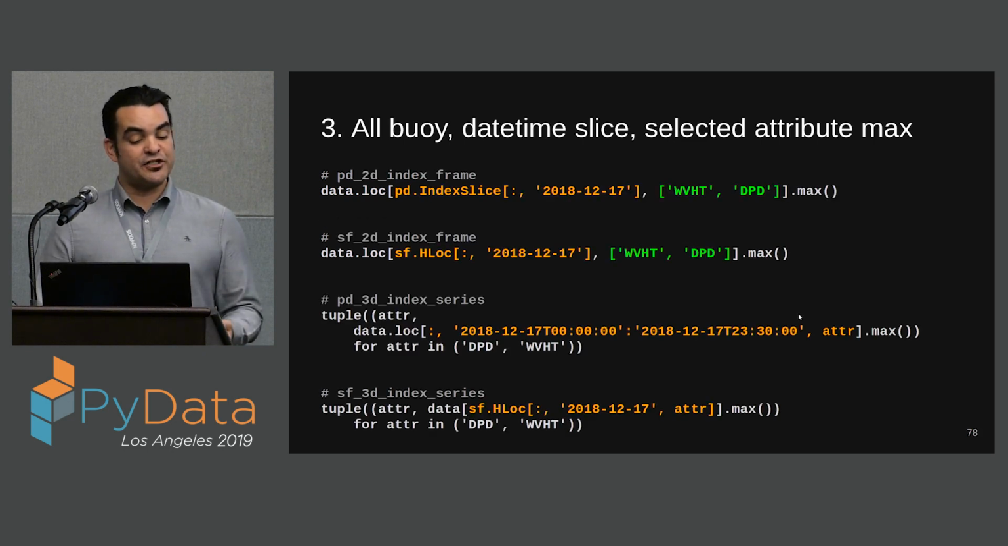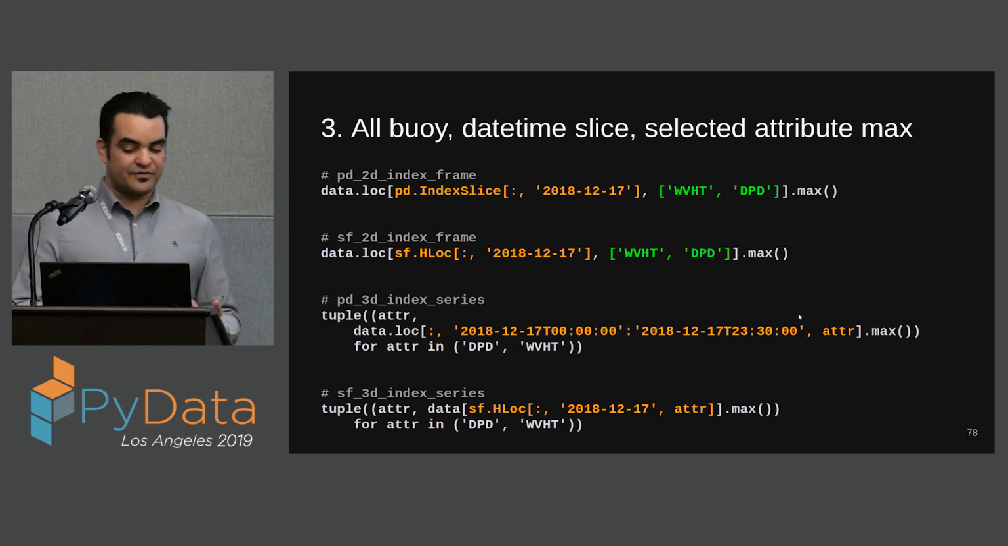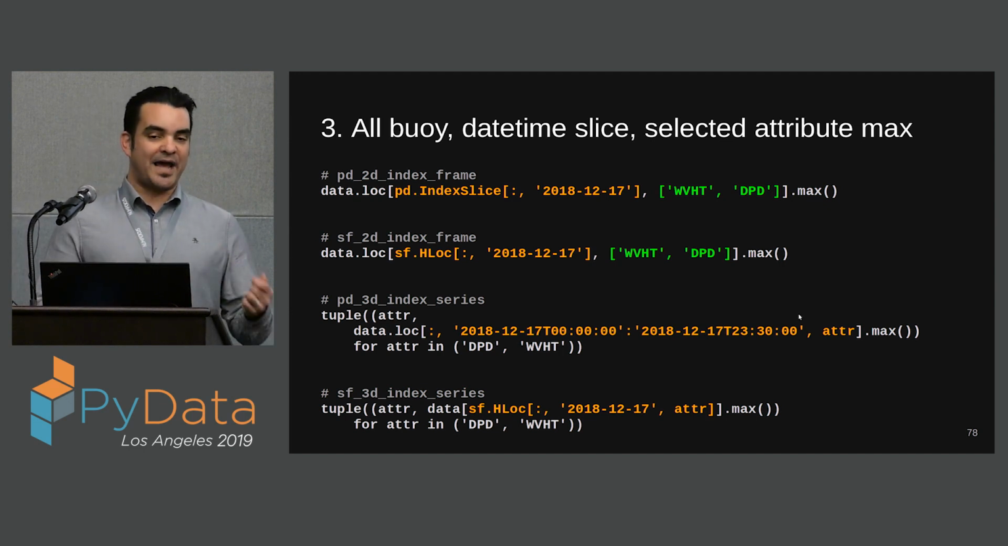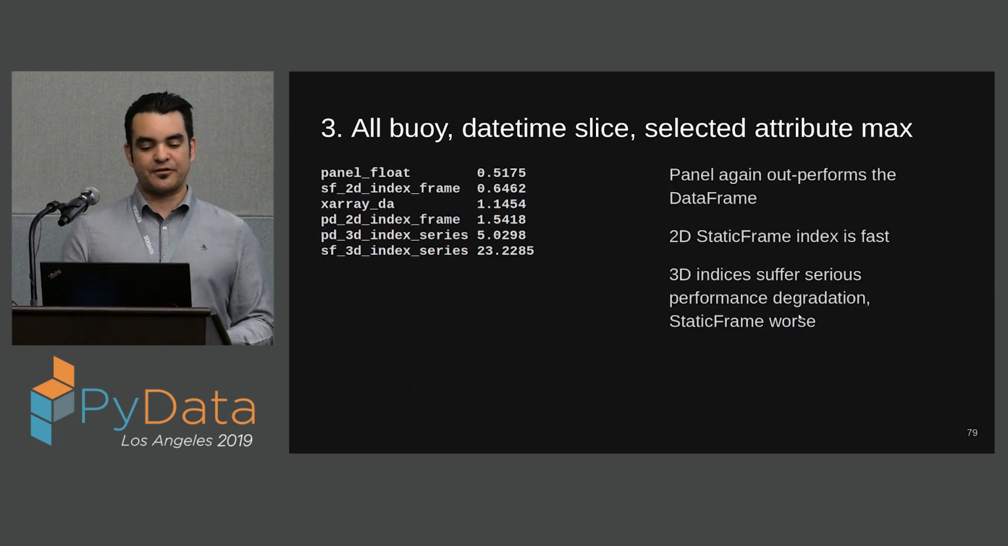For the 2-dimensional index on a frame, pandas and static frame are basically identical in how they present the way to get this value. And when we move to a 3-dimensional index on the series, things get a little bit tricky because we want to get the max from 2 attributes. So we actually need to iterate over those attributes, select a value, take the max, and we actually have to do that twice. So as you might expect, those are going to get pretty slow.